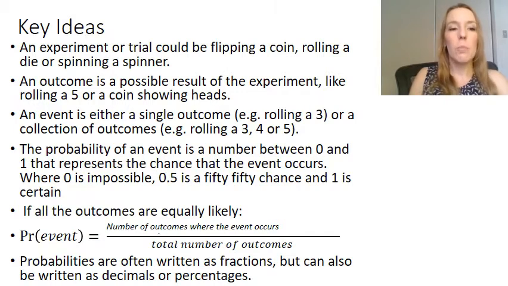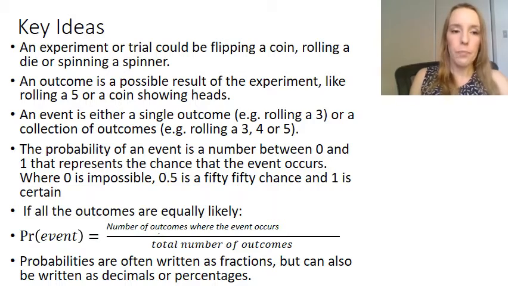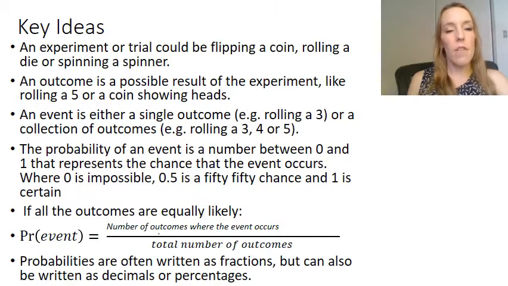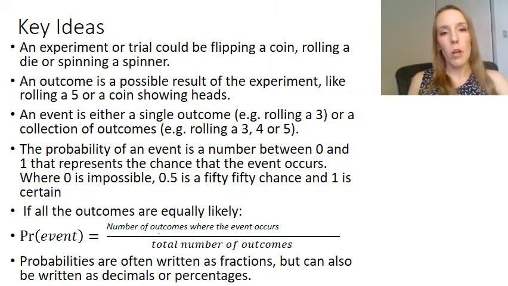So the first one is an experiment or a trial. You'll read this kind of language a lot. An experiment, or a trial, could be anything like flipping a coin, rolling a dice, or spinning a spinner. Anything like that is often referred to as the experiment or the trial. So the outcome is the possible result of the experiment. For instance, if your experiment was rolling a dice, your outcome could be getting a 5 or getting a 3. Or if your experiment was flipping a coin, your outcome could be getting heads or tails.